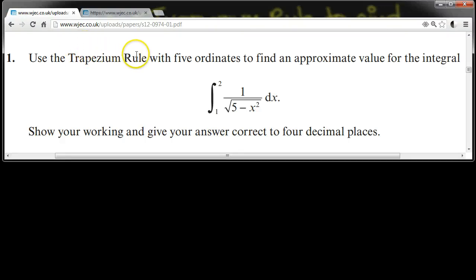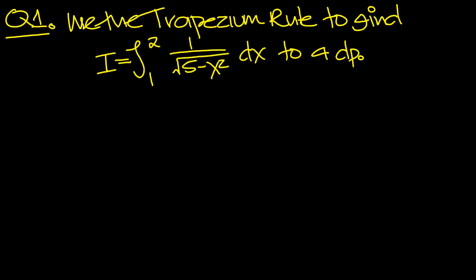Use the trapezium rule with 5 ordinates to find an approximate value for the integral of 1 over the square root of 5 minus x squared between the values of 1 and 2. Show your working and give your answer correct to 4 decimal places. So here's the summary of the question then.